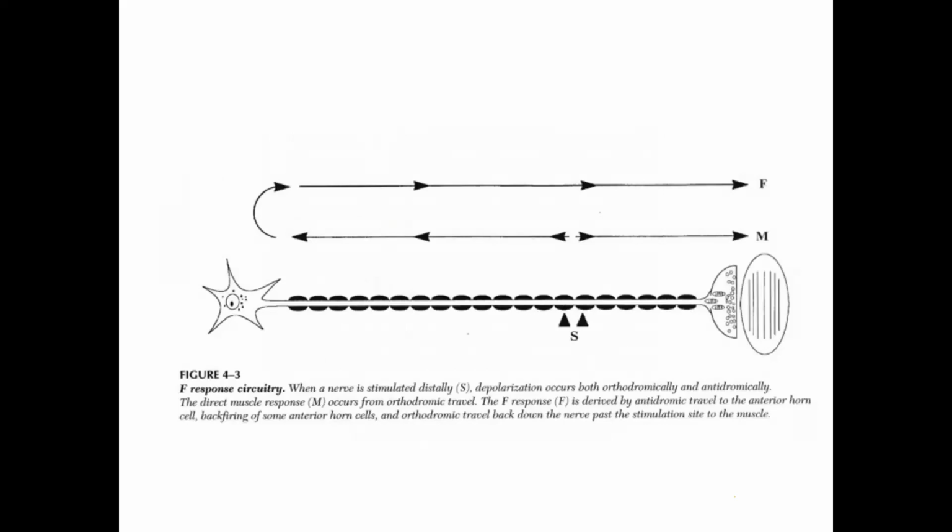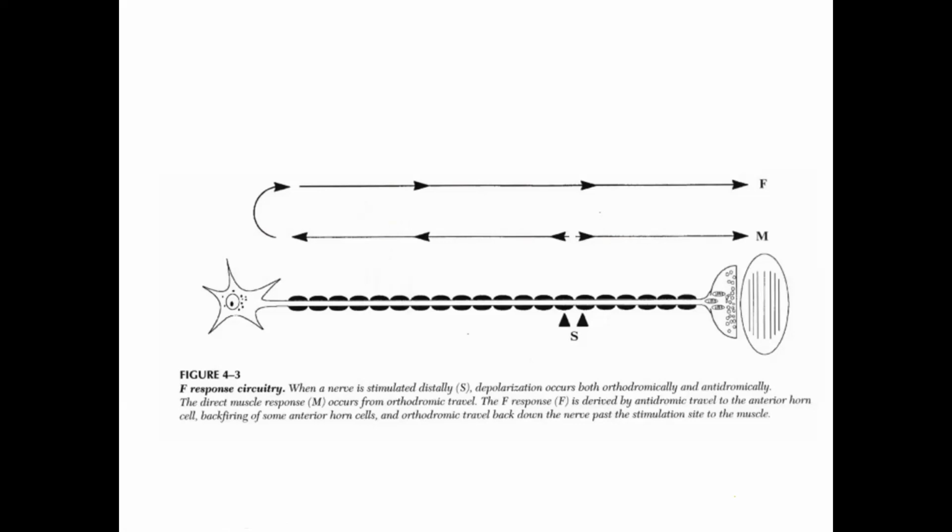F response over here. So can anybody describe this F response? How the F response is coming, without reading what is given below? Can anybody describe this? From the stimulation, it is going to the anterior horn cells and then firing back to the muscle.